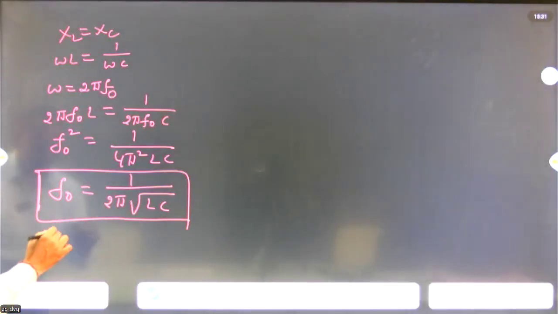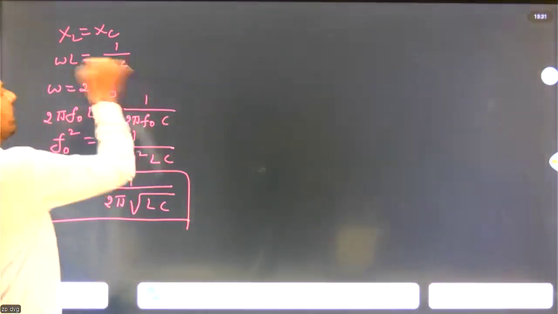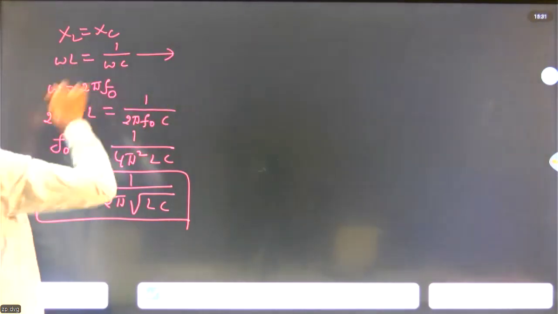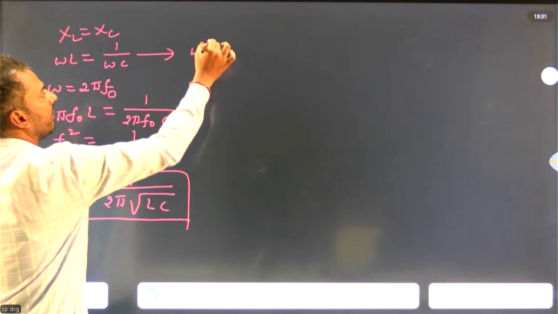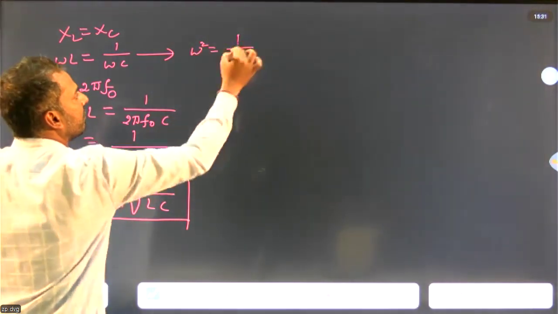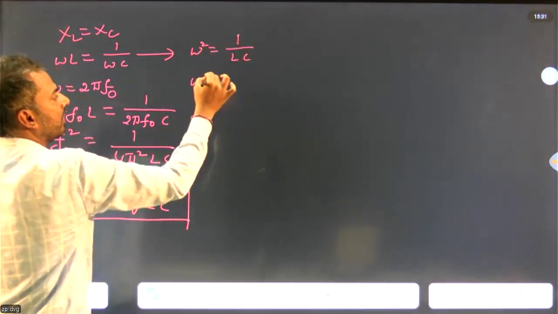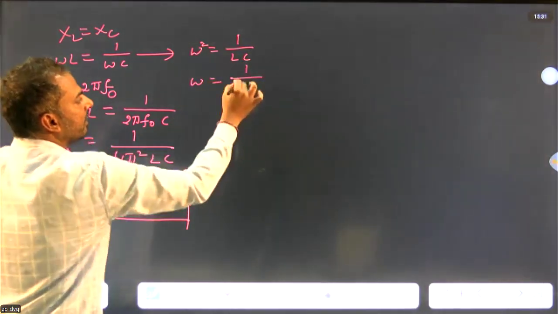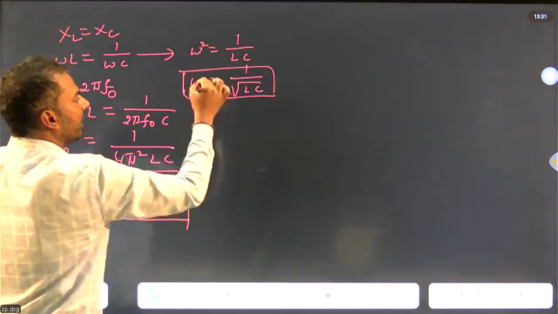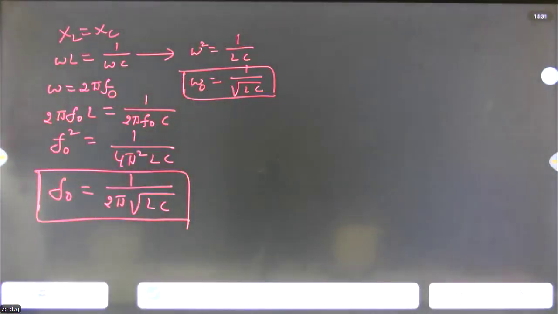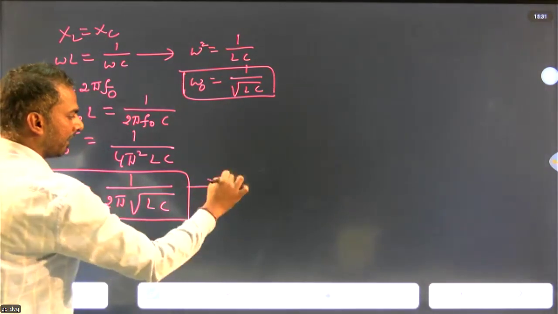Or omega naught is equal to what? Omega L is equal to 1 by omega C. Omega into omega is equal to omega square. Omega square is equal to 1 by LC. Or omega is equal to 1 divided by root of LC. Omega is angular resonant frequency and F naught is resonant frequency.